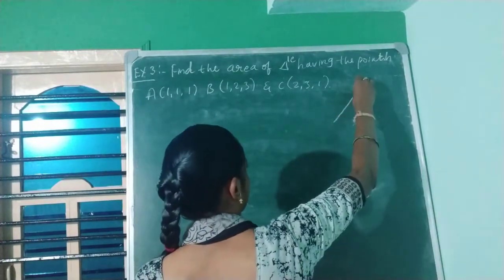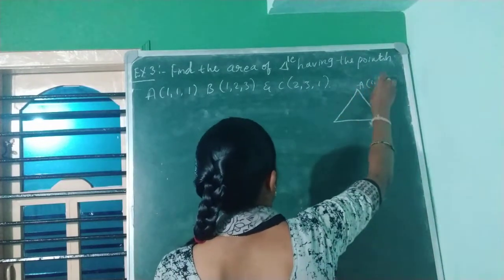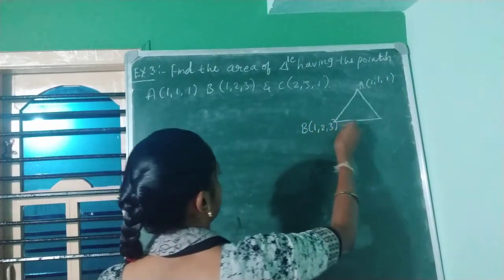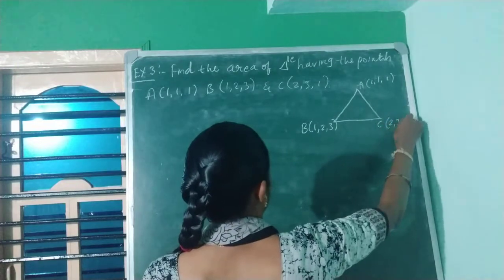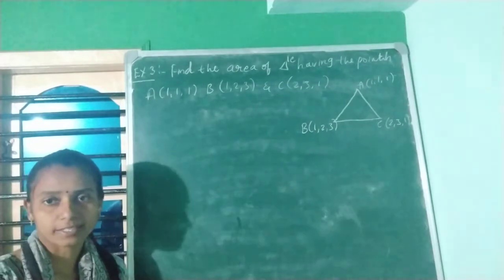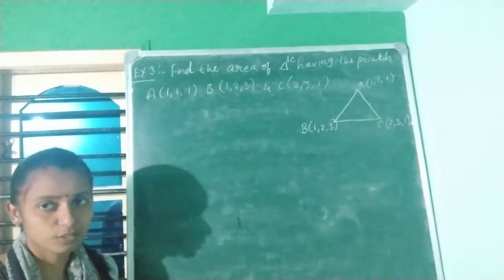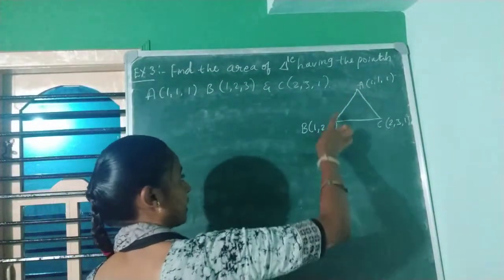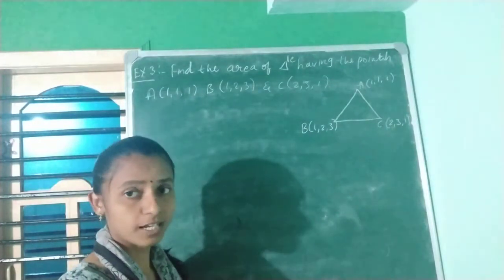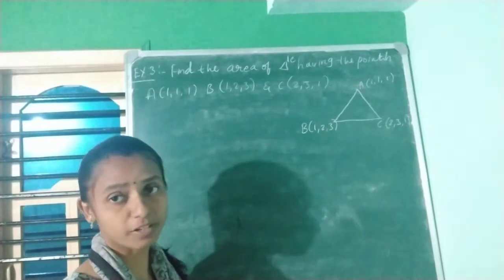If you join them, I take this as A of 1, 1, 1 and this is B of 1, 2, 3, C of 2, 3, 1. Now I need only 2 vectors to find the area of a triangle with the help of a cross product. So for that I'll find the AB vector and the AC vector. Is it clear? With the help of those two vectors, you can easily find the area of a triangle with the help of a cross product.